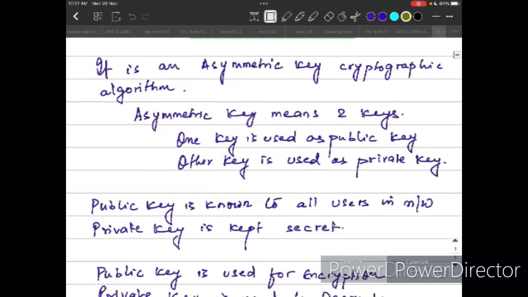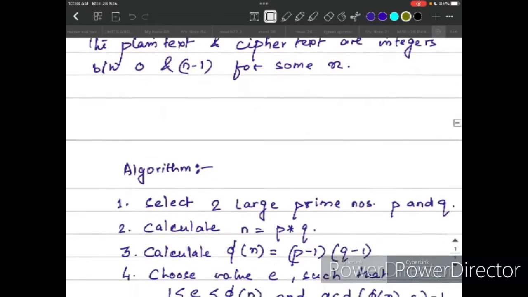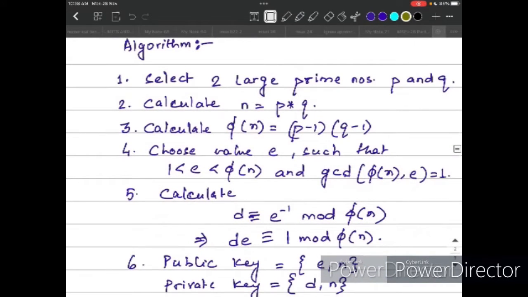Now we talked about asymmetric key, so there must be some symmetric key algorithms also. Yes, there are AES, Advanced Encryption Standard, DES, Data Encryption Standard, 3DES, RC4, Safer, IDEA, CAST 5, Blowfish. All these are symmetric key algorithms. Those we will be discussing later on. Today we are going to discuss only the RSA algorithm. Now let's go to the algorithm.